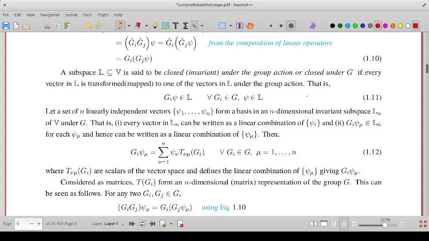So we consider a subspace of the vector space V, we call it L, and you take any vector psi in L and any element gi of the group, and if gi psi is a vector within L, then L will be called closed under the group action. Or simply we may say that the subspace L is closed under G.